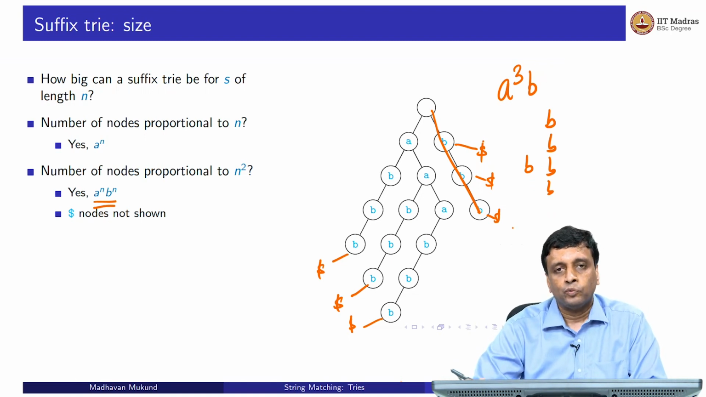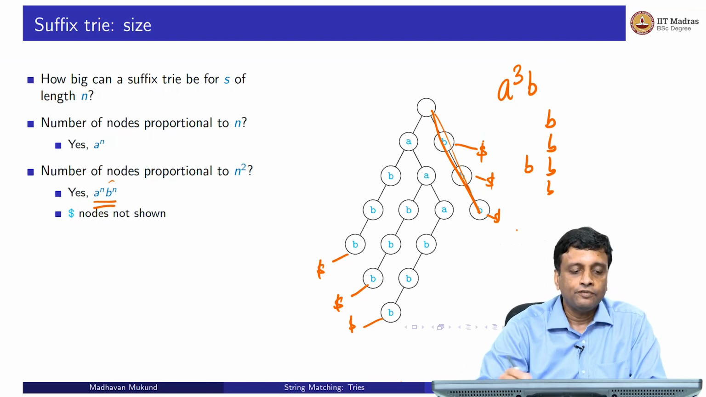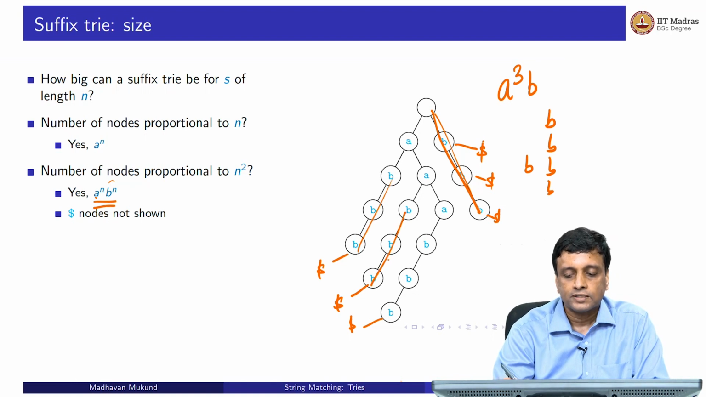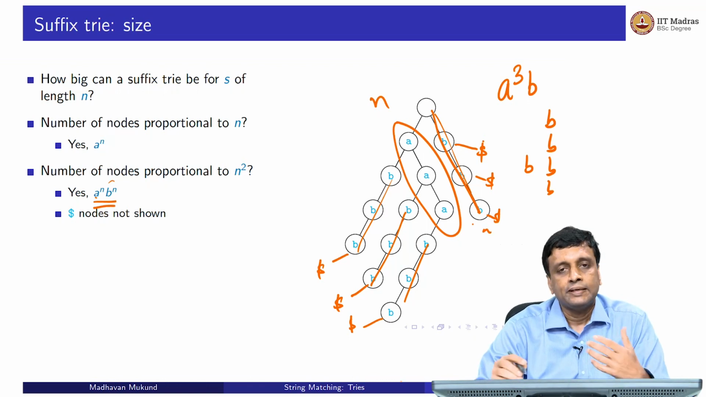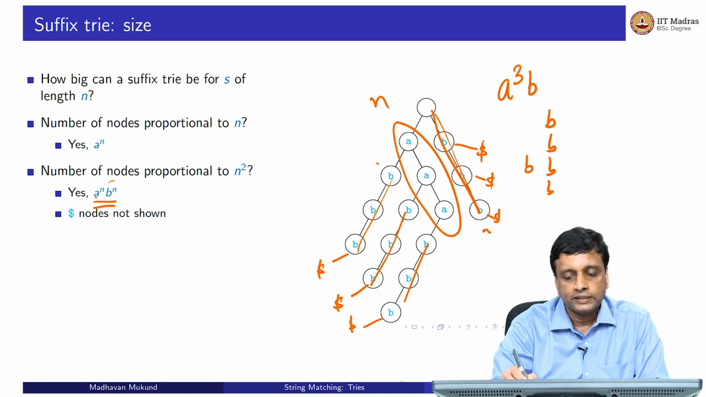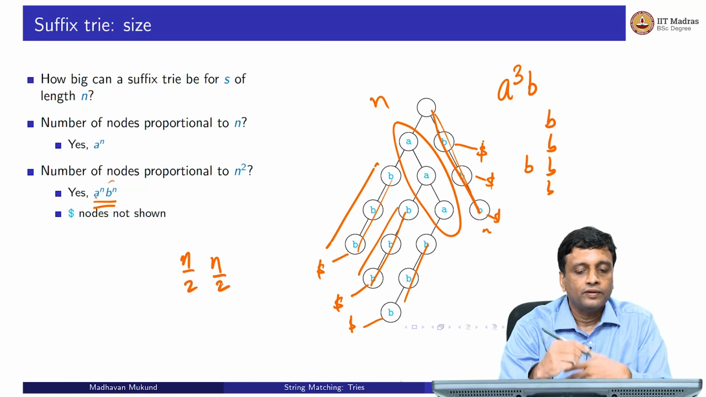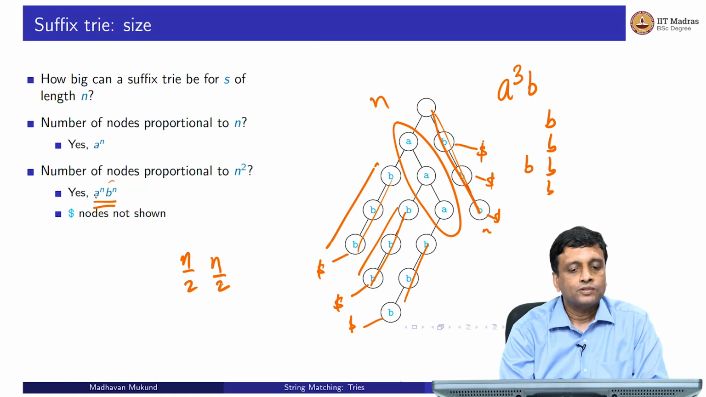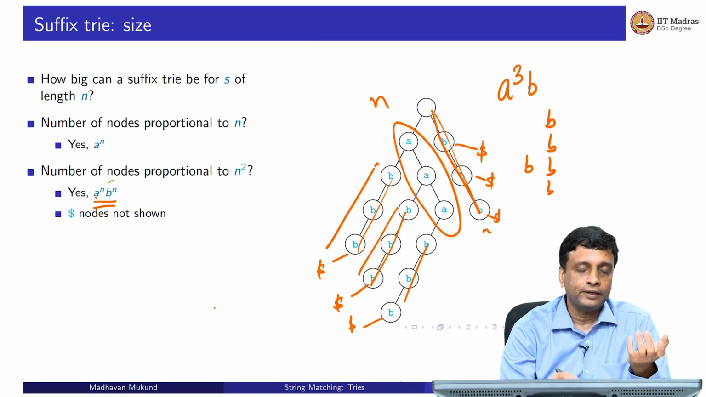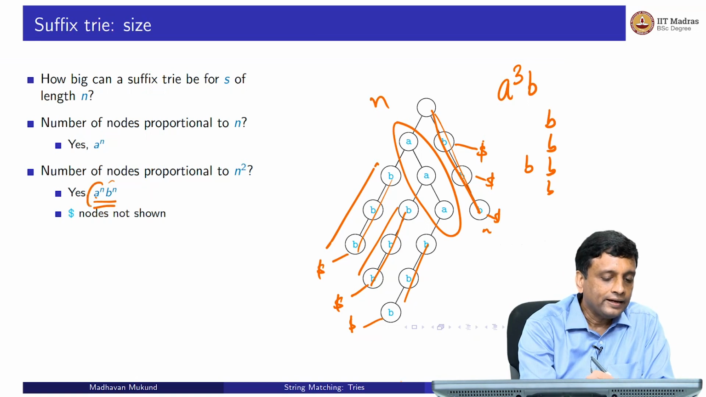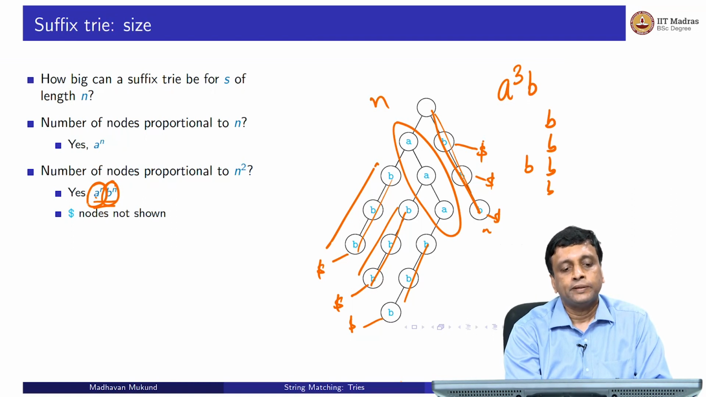But in addition to that, what do we have? Well, because of these n b's, we have one suffix here of length n, right? And then for each of the a's, we have that same suffix, right? So we have n here and we have n here. So we basically end up with n square nodes because each of these suffixes is n times n. It is actually n by 2 times n by 2 if you think of the overall length as 2n. But basically you have n suffixes corresponding to the n a's, and each of those n suffixes has length n, right? So you end up with n square nodes.